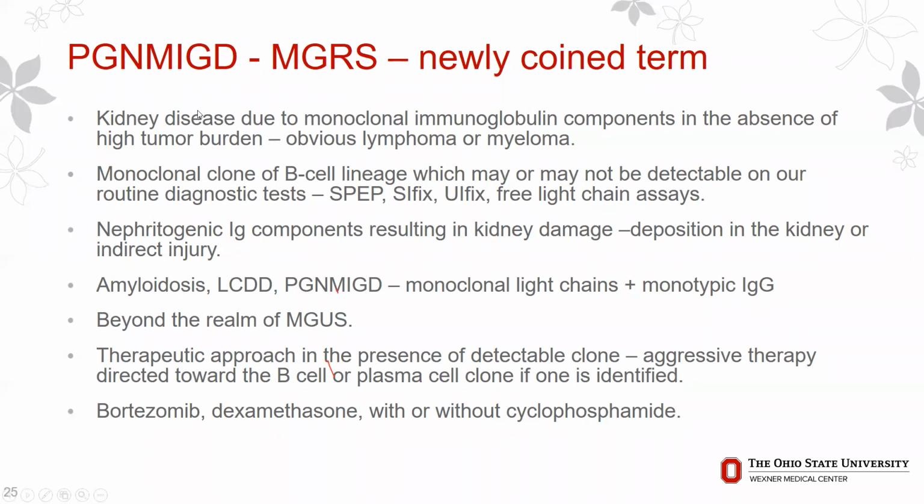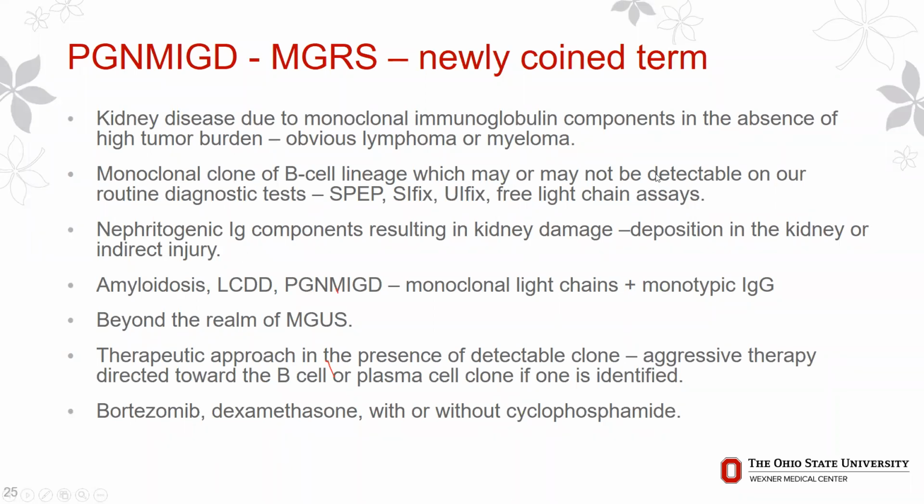PGNMID is considered a monoclonal gammopathy associated kidney disease. Usually the patients do not have obvious lymphoma or myeloma or high tumor burden. So it is actually called MGRS, or monoclonal gammopathy of renal significance, in the absence of obvious tumor. It's a relatively new term coined about 5 to 6 years ago, where instead of a tumor you just have this monoclonal clone of B cell lineage cells, either B cells or plasma cells, which are secreting this nephrotogenic immunoglobulin components, which cause damage to the kidney, either by depositing in the kidney or indirectly through complement activation or even thrombotic microangiopathy.